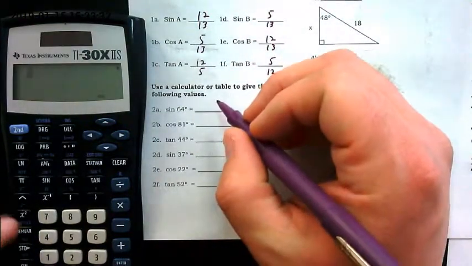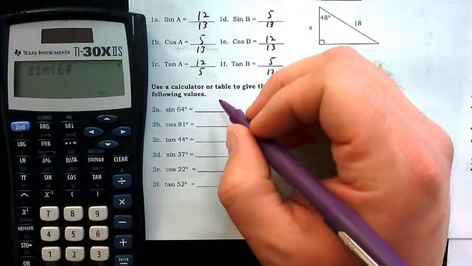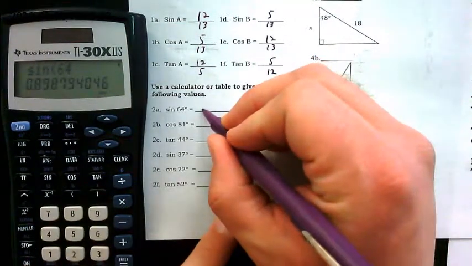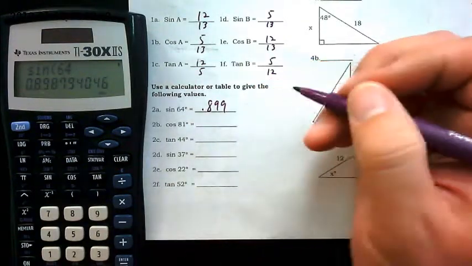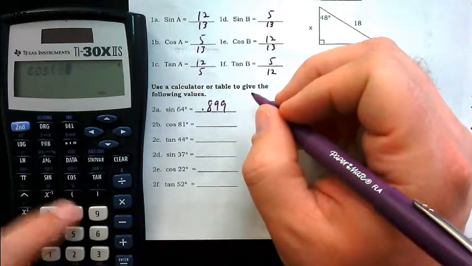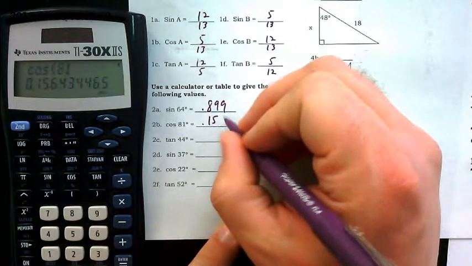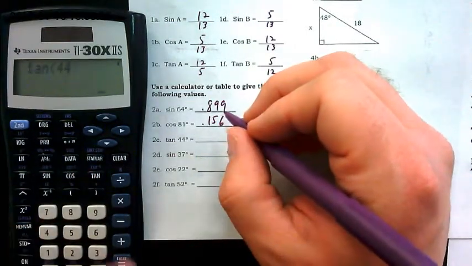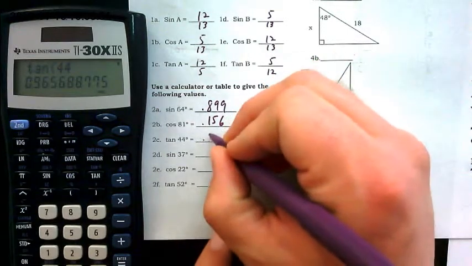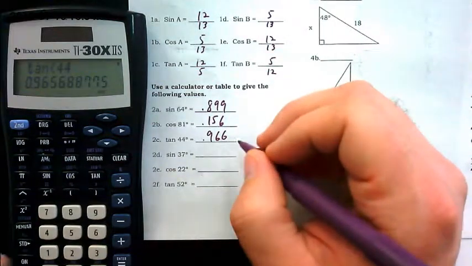So we have sine of 64. Again, double check, make sure your calculator is in degree mode. If it's not in degree mode, you're going to get these answers wrong. Cosine of 81. So 0.156. Tangent of 44. We have 0.966 after we round it.